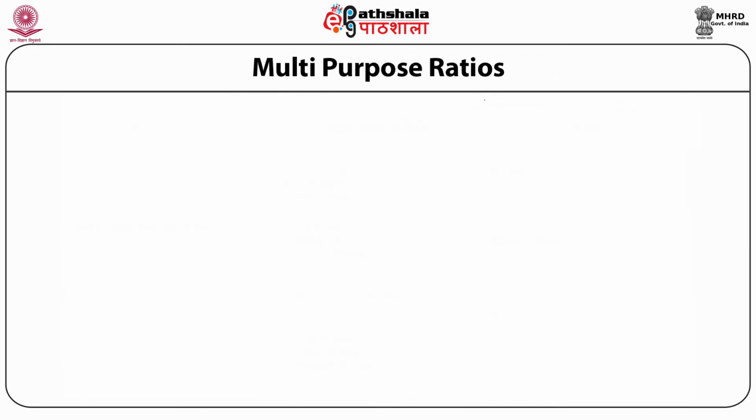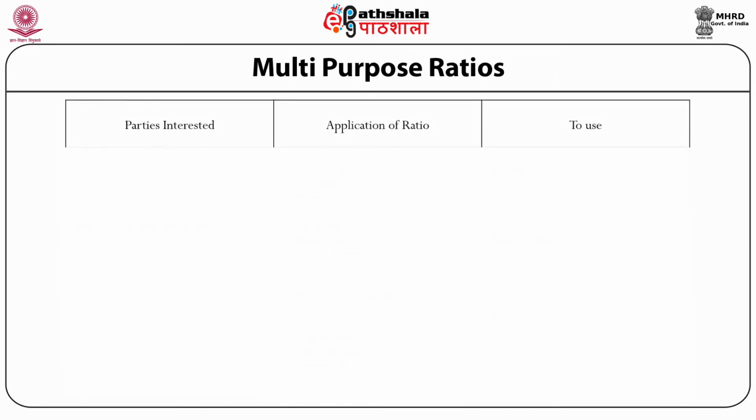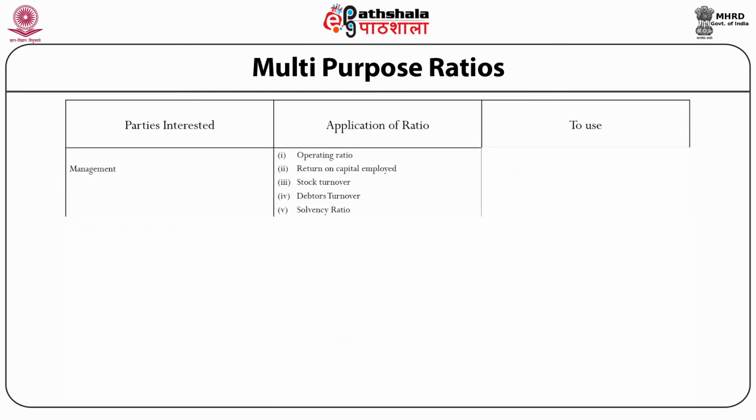Multi-purpose ratio. Parties interested: management. Management is interested to know operating ratio, return on capital employed, stock turnover ratio, debtors turnover ratio, solvency ratio, as it explains the profitability of the firm.